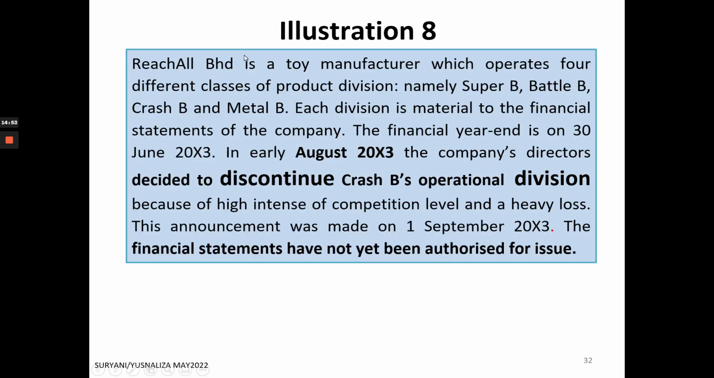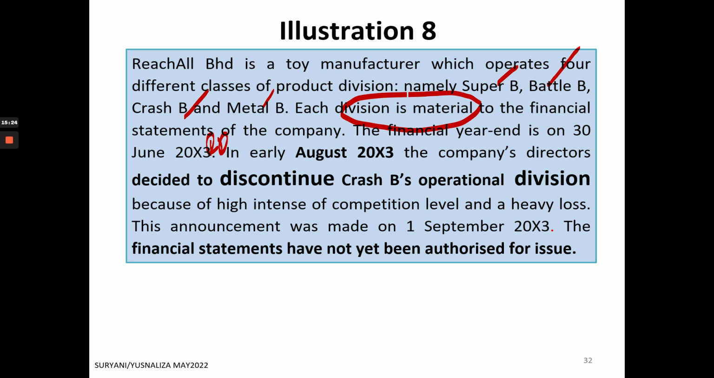Do you have another illustration? Illustration 8, which is to illustrate the non-adjusting event. You have a company, Rich All Berhad, which is a toy manufacturer, operating 4 different classes of product division: Super B, Battle B, Crash B, and Metal B. The divisions are all material. So this is very important to the financial statement of the company. The financial year end is on 30th of June. So this is the reporting date.